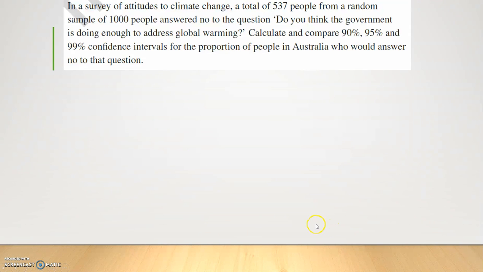So now we're going to look at a second example. In this example, there has been a survey of attitudes to climate change taken, and a total of 537 people from a random sample of 1,000 people have answered no to the question, do you think the government is doing enough to address global warming? We're going to calculate and compare the 90%, 95% and 99% confidence intervals for the proportion of people in Australia who would answer no to this question. So, in this example, the sample proportion is 537 over 1,000 or 0.537.